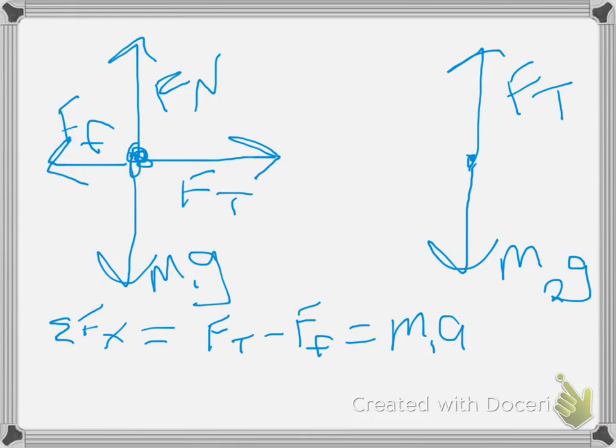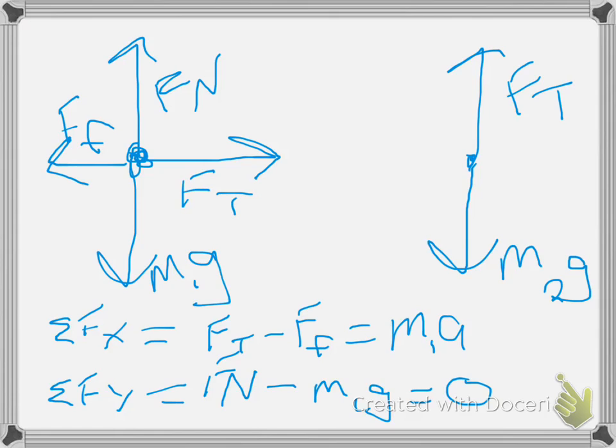Notice I said that was M1 because those were the forces acting on M1, so they're going to cause M1 to possibly accelerate. Summation of forces along the y would equal Fn minus M1G, which equals, and we've talked many times about this, M1A, but we know it's not going to accelerate in that direction, so we're going to set that equal to 0. So it's an equilibrium along the y-axis.